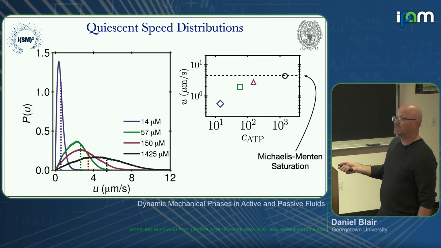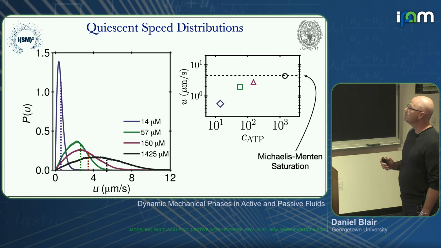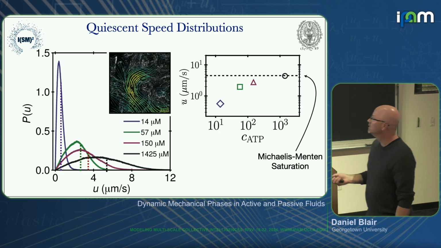So you can only throw so much ATP in, and then it doesn't do anything anymore. Motors are limited. And so you can see, as I change the ATP concentration, I can change the velocity by an order of magnitude. It's a couple orders of magnitude change in ATP, but I get an order of magnitude change in the velocity. So that's one detail.